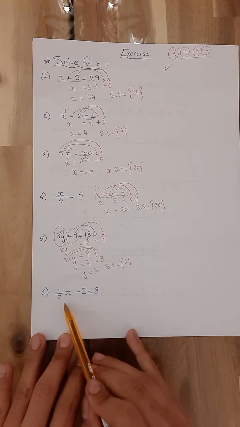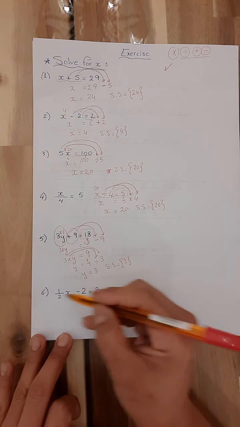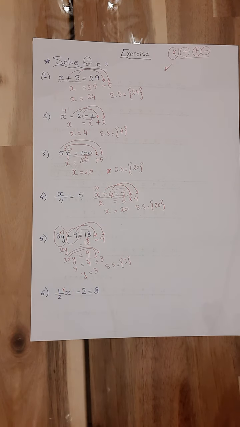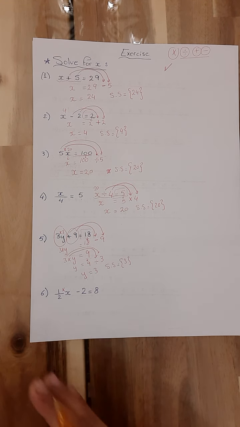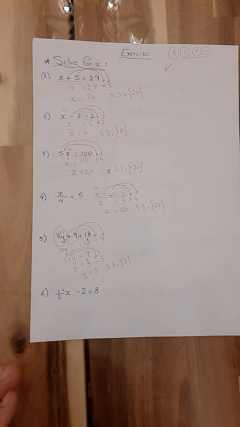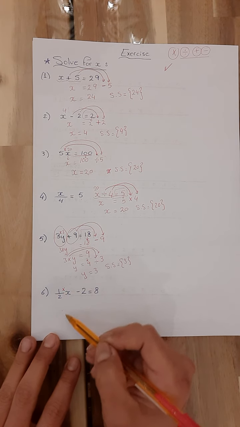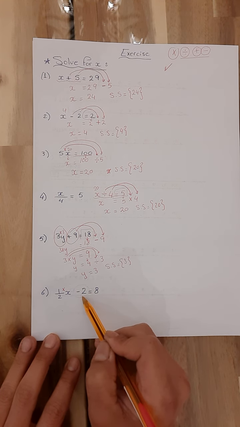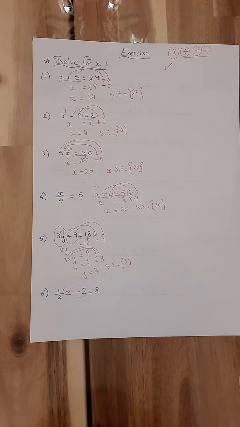Okay, number 6: half x minus 2 equals 8. Here I have minus 2, but here I have half x. So half x means half times x, right? Okay, so now we have two problems in one problem. We are going to start by moving the weaker operation to the other side and solving it. And then all of this half times x will wait till the end. After we finish our problem with the minus 2, we are going to start to solve the other problem, which is half times x. Let's start.